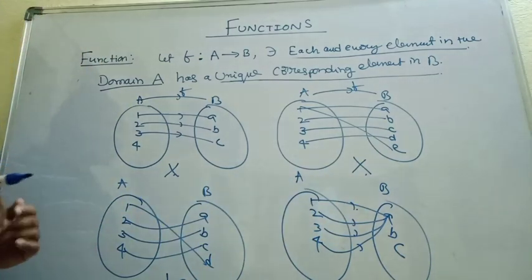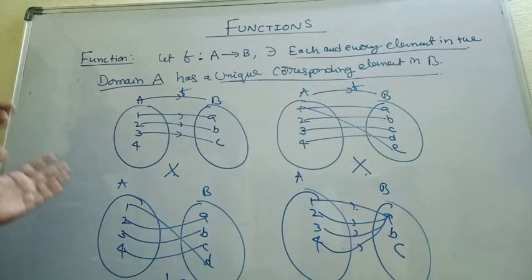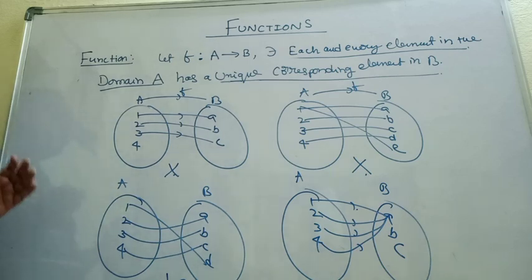And one more thing I want to tell you: a physical example of a function is, for example, if you take a book, each page will have one number only. That is the best example of a function. Every page in a book will have one unique page number. One page will not have two different page numbers.